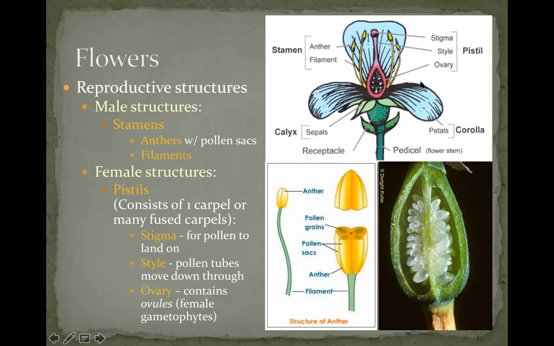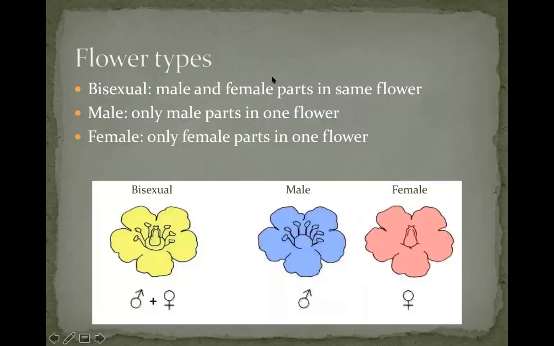So looking at this diagram here, as you can see, both the male and the female reproductive structures are on this same flower, so both the stamens and the pistils. If both the male and the female reproductive structures, again, the stamens and the pistils, are on the same flower, then that is called a bisexual flower. So again, it will have both the stamens and the pistil on the same flower. However, a male flower will obviously only have the stamens or the male parts in one single flower, and then the female will obviously only have the pistil or the female parts in that one flower.